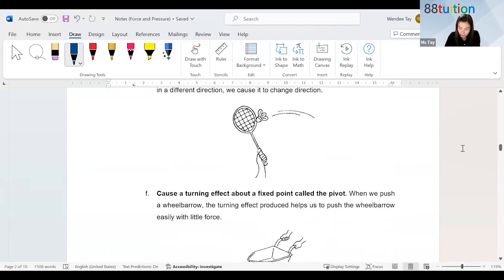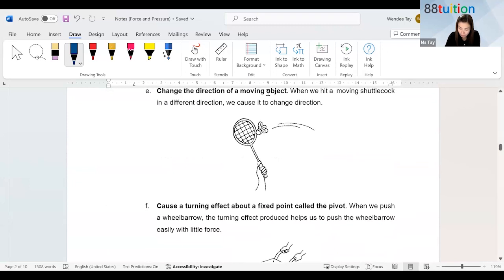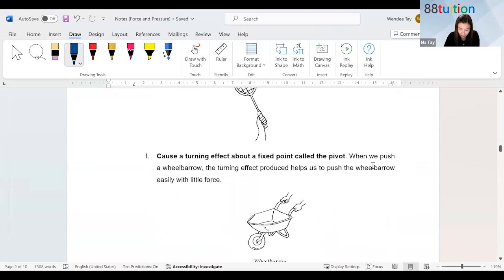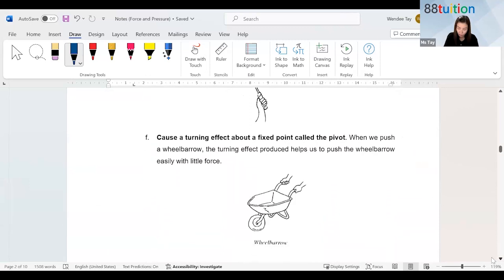So this is the one I'm talking about also. Change direction of movement. Tennis, badminton, this is what you do, even volleyball. The next example here, turning effect about a point called a pivot. If we push a wheelbarrow, this is what will happen. The turning effect will help us to push it with lesser force.